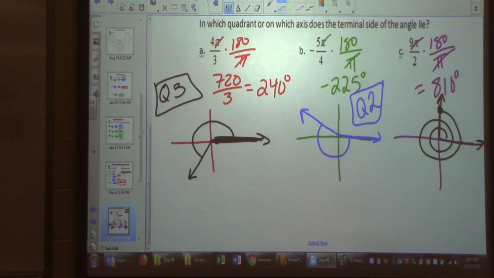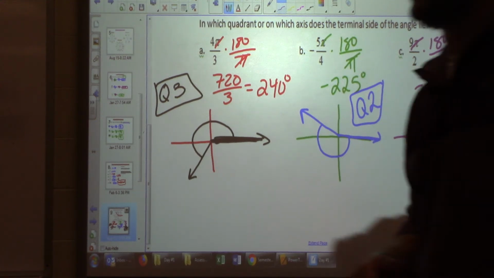Why not, JJ? It's in between 1 and 2. It's not in a quadrant, but it is on the what? Y-axis. So the answer for this one would be y-axis. If it ends up on an axis, that's what you put. You don't put 1 and 2, or you don't put neither. You don't put none. It's the y-axis. Okay? Any questions on that?